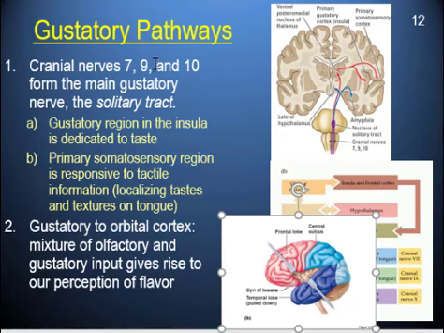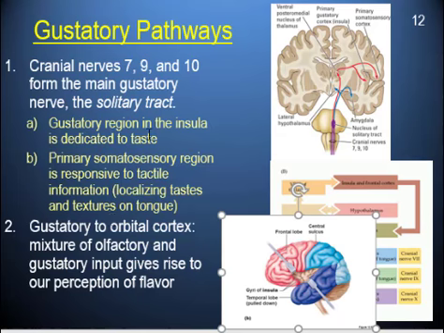Are you one of those individuals who says, I don't like slimy foods, or I don't like foods that have this kind of texture? That actually makes a lot of sense. Why? Because the primary somatosensory region is getting tactile information from your mouth, particularly from your tongue, but also other parts of your mouth, about what the food feels like. So if the food feels rough, bumpy, or slimy, whatever that might be, you're actually getting several pieces of information.